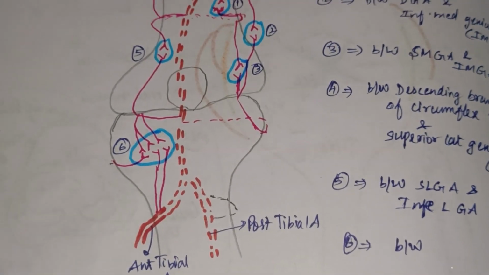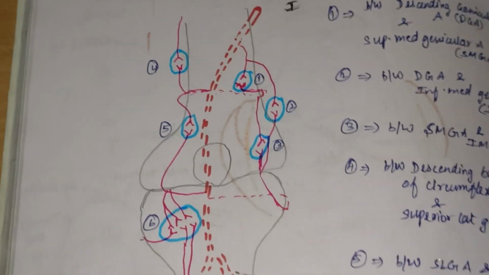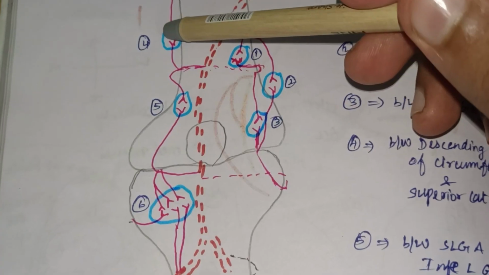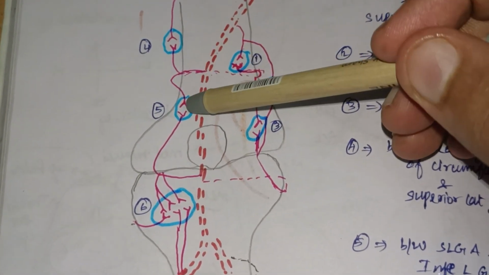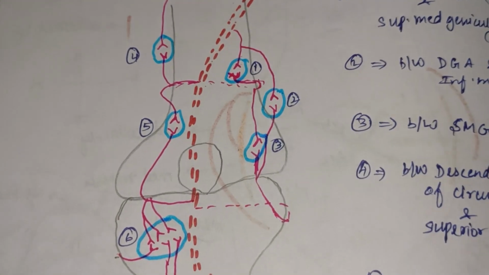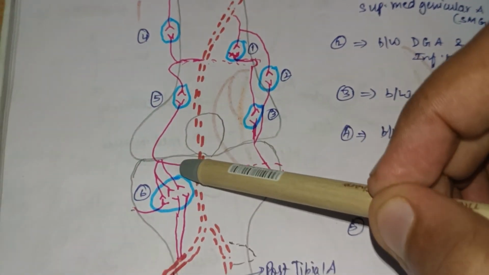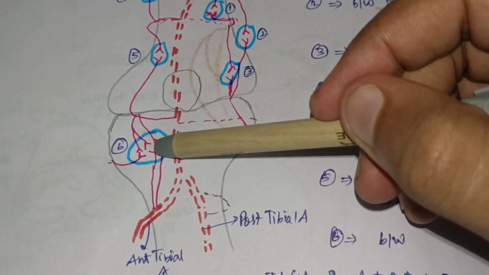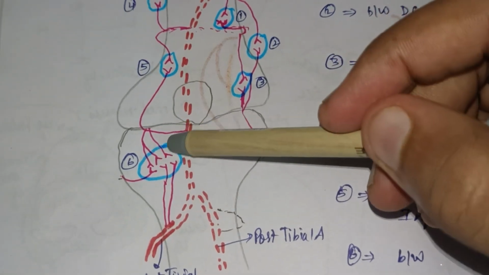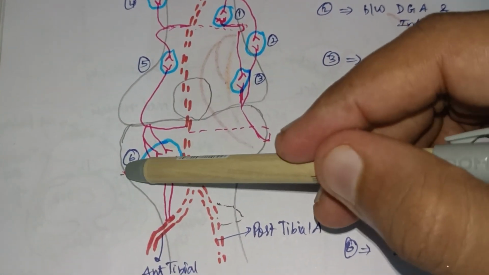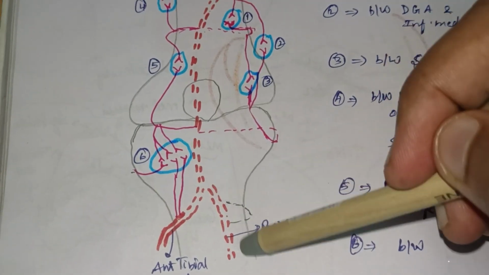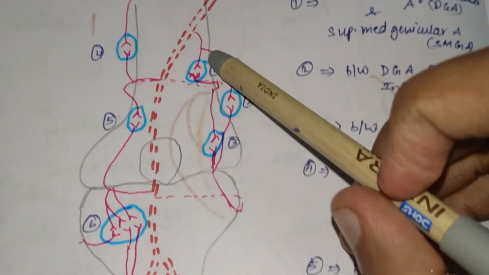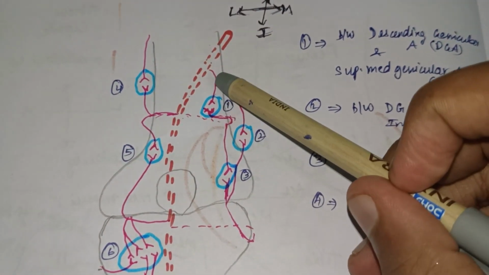Now once again let us see the lateral side first. The fourth anastomosis is between the descending branch of circumflex femoral artery and superior lateral genicular artery, and the fifth anastomosis is between the superior lateral genicular artery and inferior lateral genicular artery, and the sixth anastomosis is between the inferior lateral genicular artery and the anterior and posterior recurrent branches of anterior tibial artery and the circumflex fibular branch of posterior tibial artery.